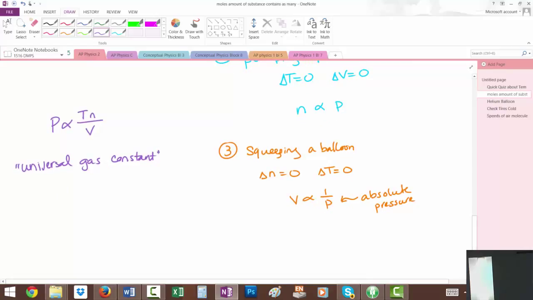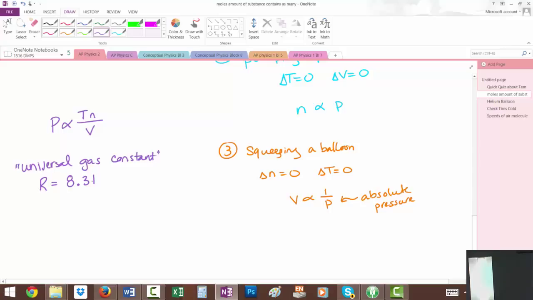Universal gas constant is marked with the letter R. I don't know why they chose R, probably for some good reason that I am not particularly aware of. It has a value of 8.31 somethings. I'm trying to figure out if you can figure it out from here.